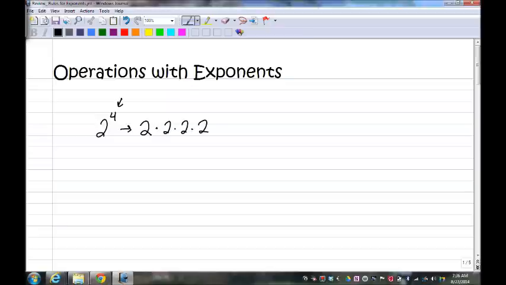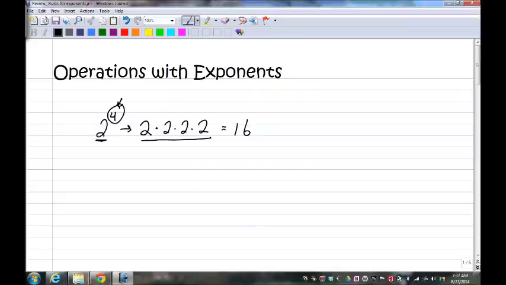A really common student mistake when students are first learning this is they think that means 2 times 4, and that's not the case. It's going to be 2 multiplied by itself because it's repeated multiplication. So that base number here gets multiplied by itself this many times. Okay, and 2 times 2 is 4, times 2 is 8, times 2 is 16. So 2 to the 4th power is equal to 16.